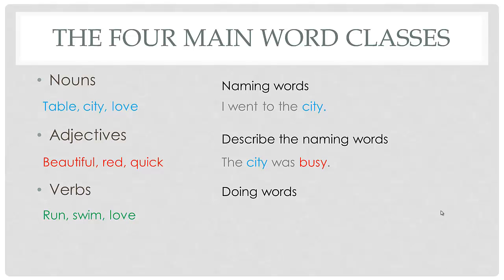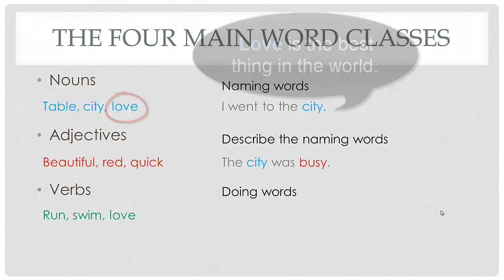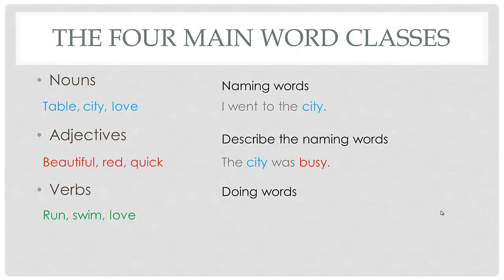If you'll notice, we've got love as a verb, and we also had it as a noun. So there is some crossover between these word classes, and it all depends on how you're using the word. So I could say love is the best thing in the world, and it would be a noun. But if I said I love playing football, it would be a verb, because I'd be using the word love as an action, something that I do.